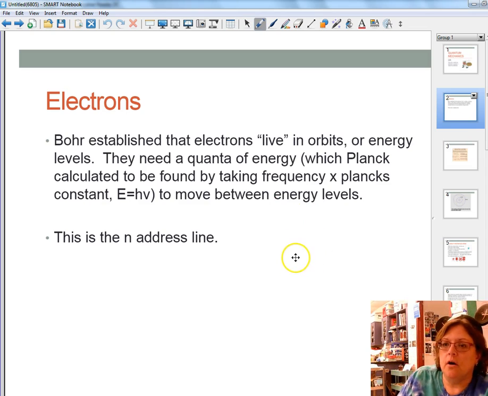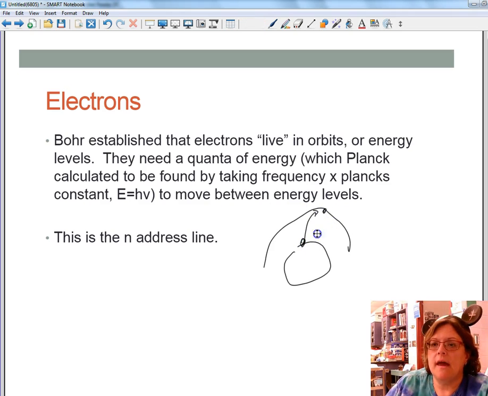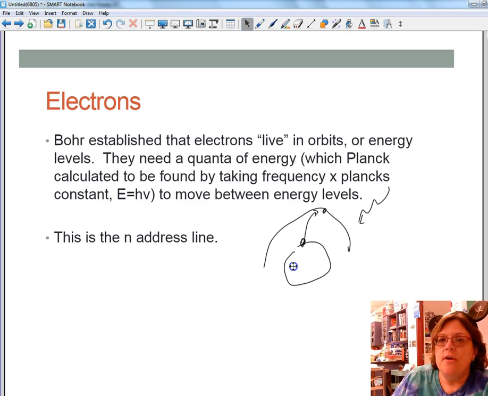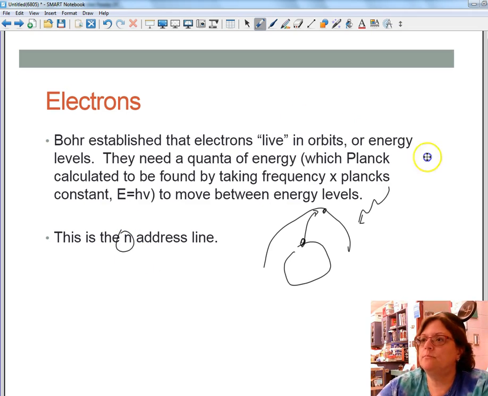So if we are an electron here and we want to go to here, we need to have one quanta of energy. And we've already talked about that energy comes in as an electron or as light, and if it hits the electron, it will jump out. Okay? This energy level is the N address line. Okay?